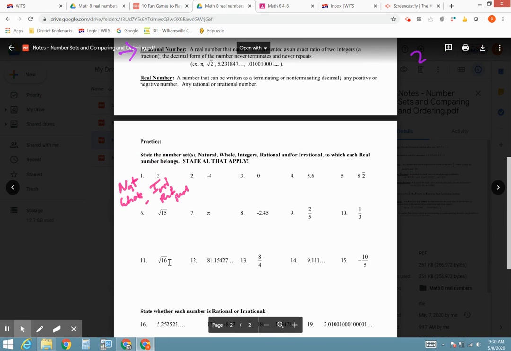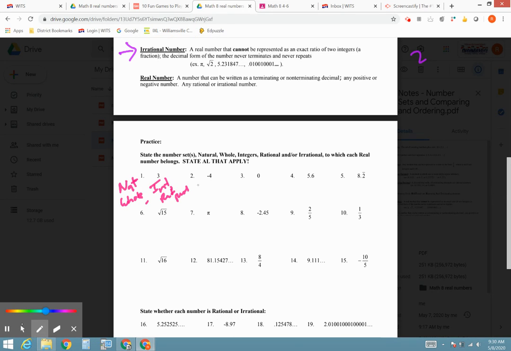Okay, so let's take the number -4. Well, do I use the number -4 when I count? No. So it's not a counting number or a natural number. Is it a whole number? Nope, not whole. Is it an integer? Yes, it's an integer. Let me switch colors here. So it's an integer, which also means that it is rational and real. Okay?